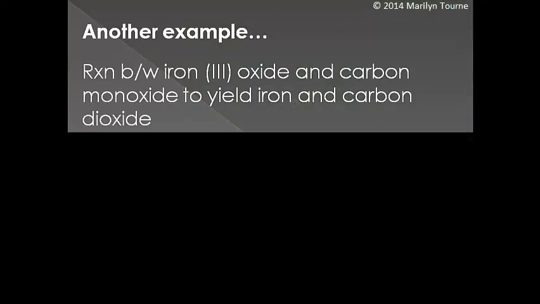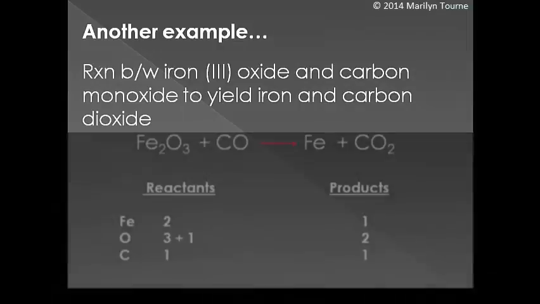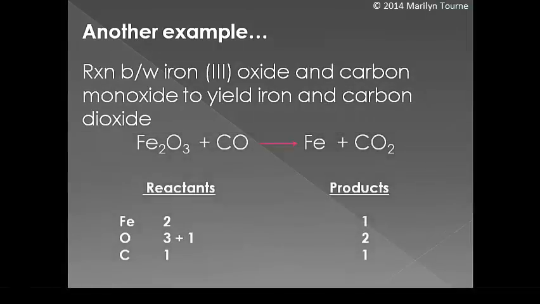It reads, the reaction between iron(III) oxide and carbon monoxide to yield iron and carbon dioxide. And yes, there are no molecular formulas here. You have to start learning that nomenclature because this is the way that the problems are going to be from now on. So, iron(III) oxide, we should know, is Fe2O3. Carbon monoxide is CO. And that yields iron by itself plus carbon dioxide, which is CO2.